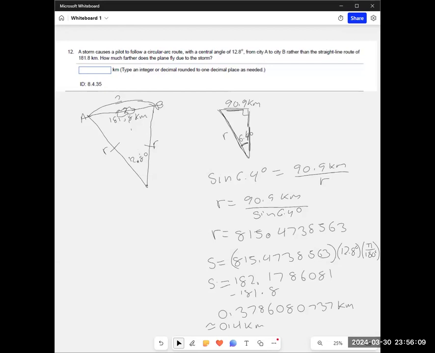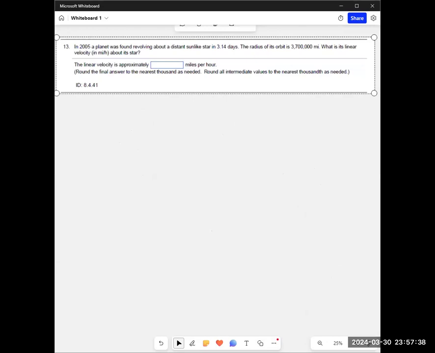Give me just a second to get number 13 up on the board. All right, so we've got in 2005, a planet was found to be revolving around a distant sun-like star in 3.14 days. The radius of its orbit is 3,700,000 miles. What is its linear velocity in miles per hour?